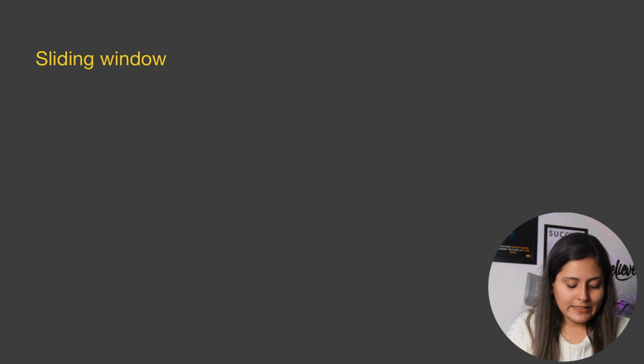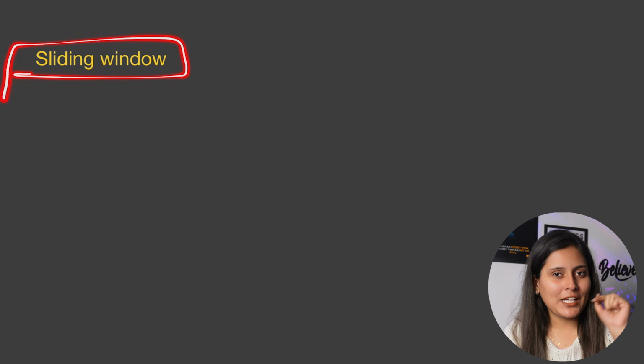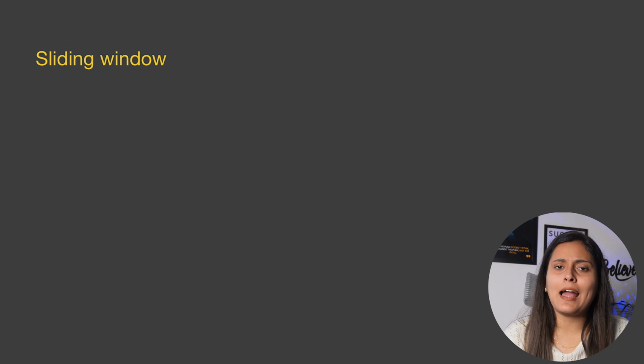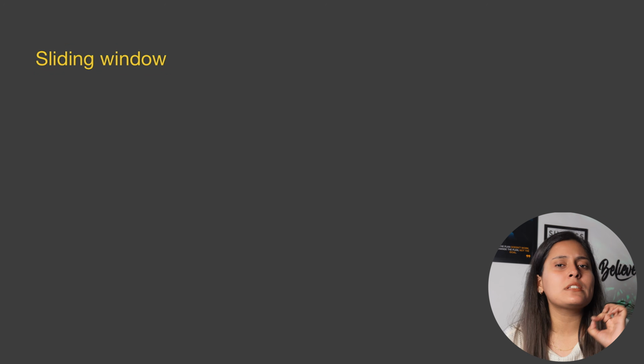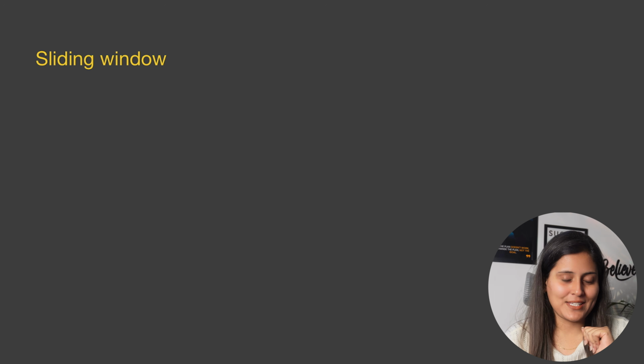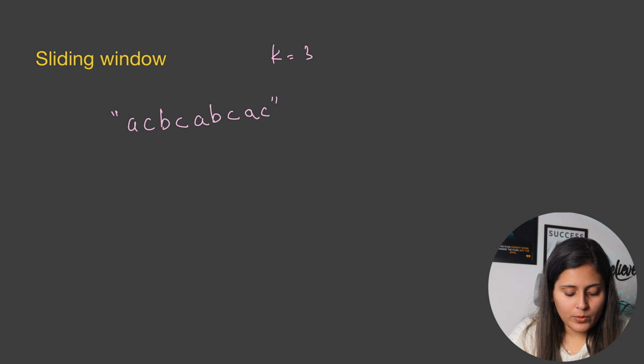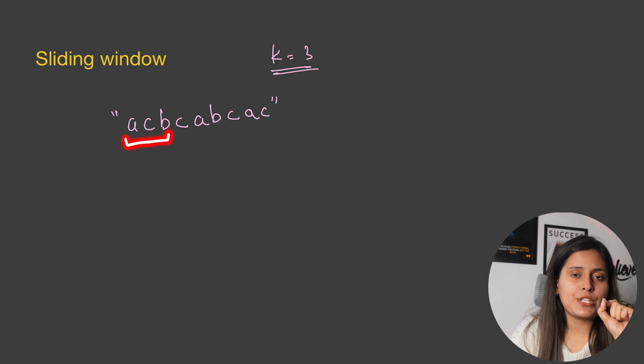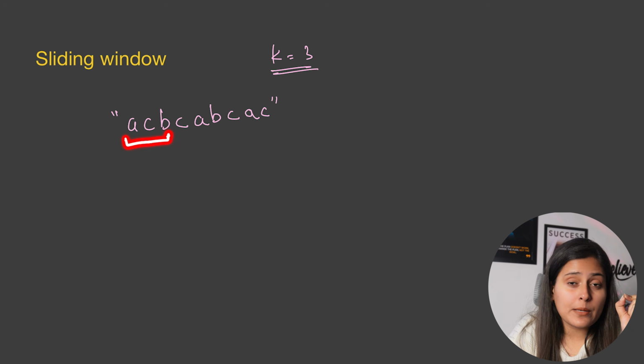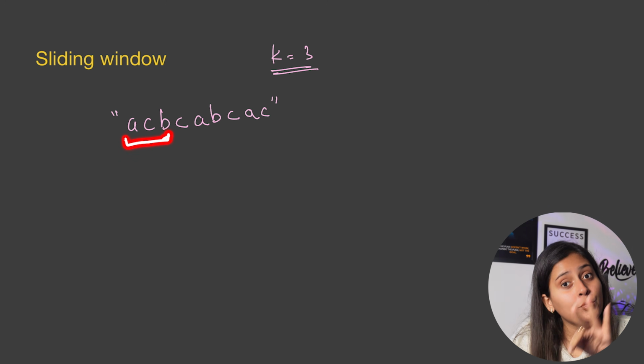Now the other pattern is sliding window. Yes, sliding window. And you remember this same pattern we have learned in the array data structure also. Then how can we use this sliding window in the string data structure? Let's see. Suppose the question says you have been given a string, and k is equal to 3. Means for size 3 substrings, you have to say how many such substrings there are which have 3 unique characters.